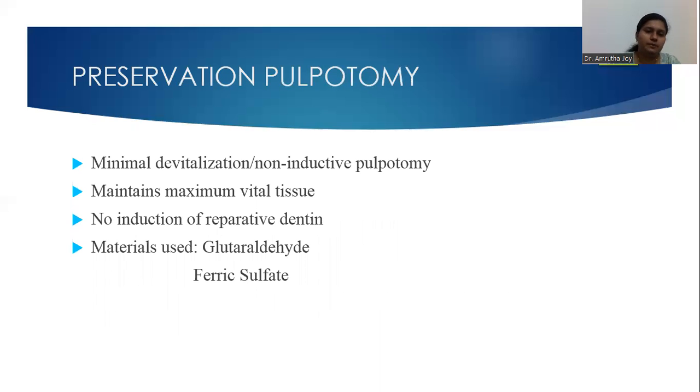That is 2-visit pulpotomy. Coming to the next method of pulpotomy, that is preservation pulpotomy. It is also known as minimal devitalization or non-inductive pulpotomy. So as the name suggests, it preserves or maintains maximum vital tissue. But there is no induction of odontoblasts and formation of reparative dentine. The materials used in preservation pulpotomy are glutaraldehyde and ferric sulfate.